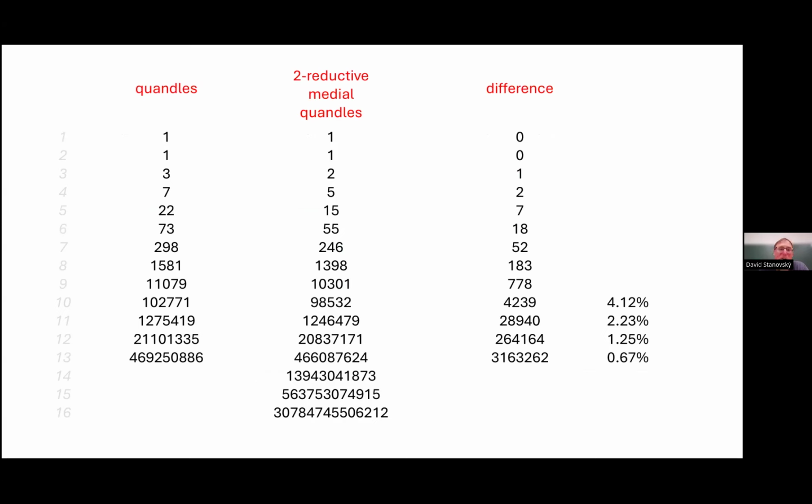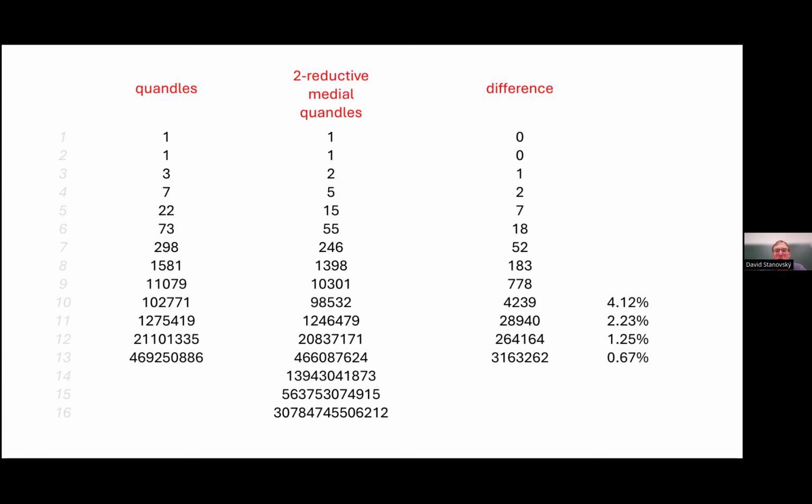Here, just compare the numbers. In the left column, you have the enumeration of quandles. In the second column, you have the numbers of two-reductive medial quandles, and you see that the numbers are kind of similar, and for convenience, there is the difference. So you see that the vast majority of small quandles is actually two-reductive and medial. You also see that we managed to classify this class up to order 16, which is more than we can do in general for quandles. So handling this class is in some sense easier than handling the rest.